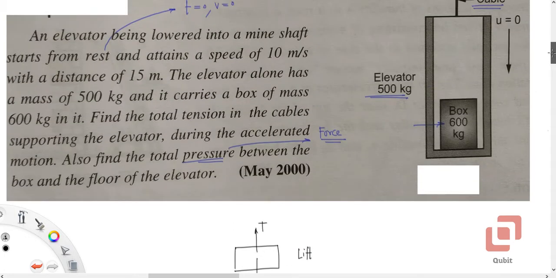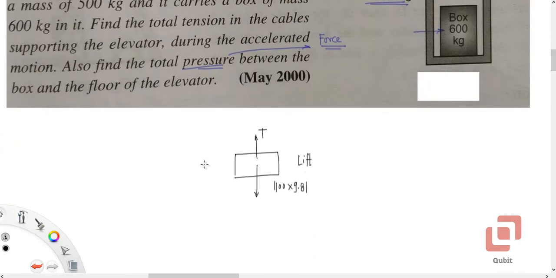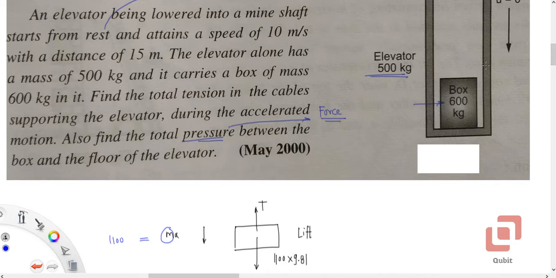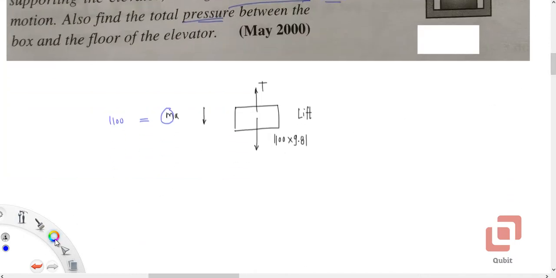And the lift is moving downwards. So we should also show the force like this. That is the mass into acceleration. Please note that in this we should consider mass of the entire system. So that has to be 1100, mass of the box as well as mass of the elevator.